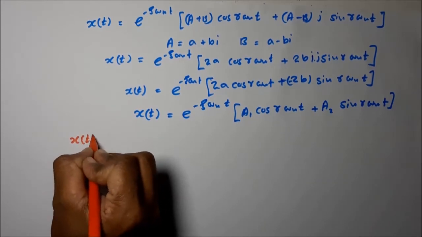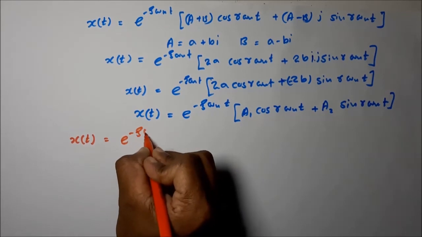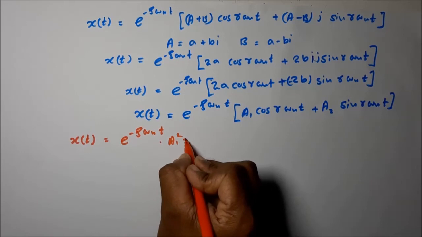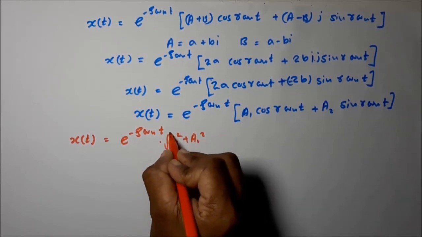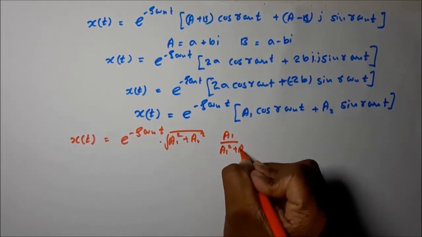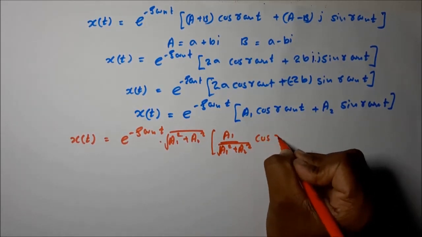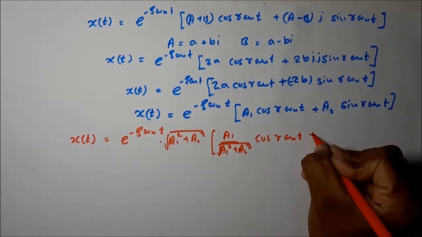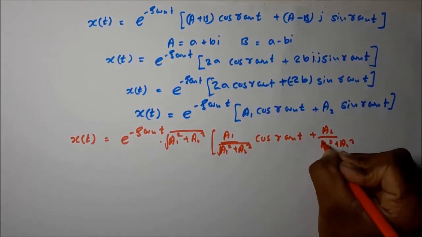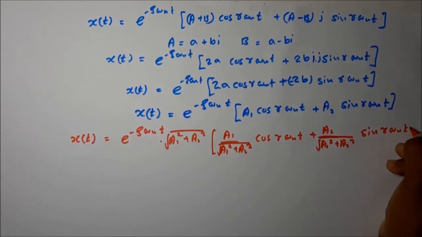x(t) is equal to e^(-ζωn t) [ (a1 / √(a1² + a2²)) cos(γωn t) + (a2 / √(a1² + a2²)) sin(γωn t) ].